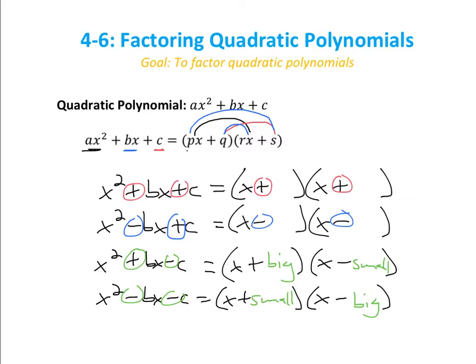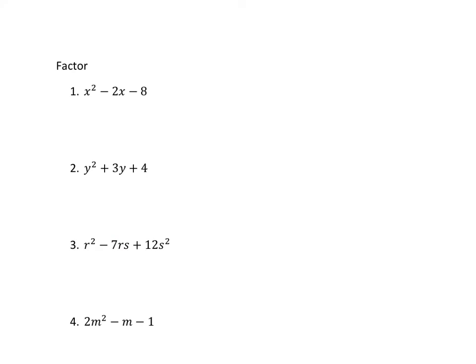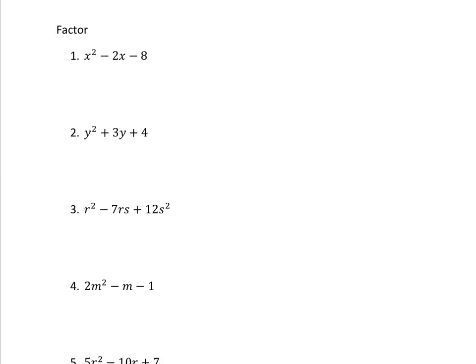I think it's easiest to see the examples, so we'll hop into those. So first one, pay attention to the signs, minus and minus. There's no coefficient in front of our x squared, so we know we just have x and x. Now we need two things that are going to multiply to negative 8 and add to negative 2.